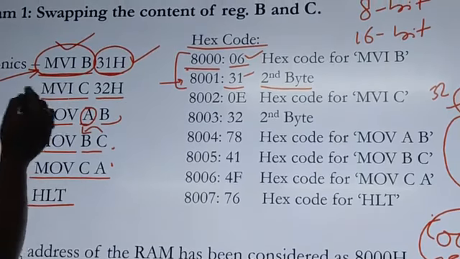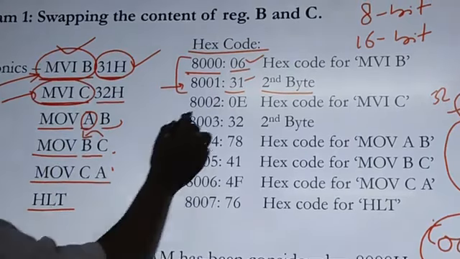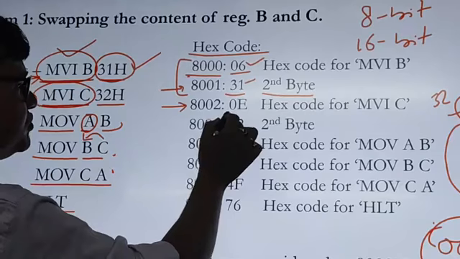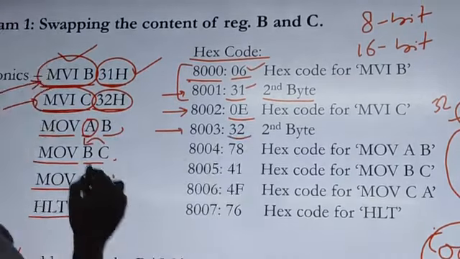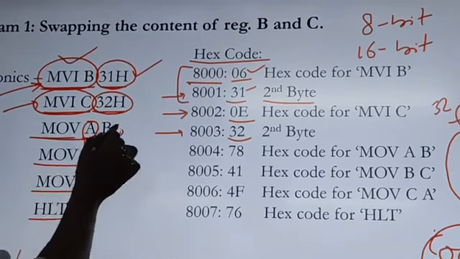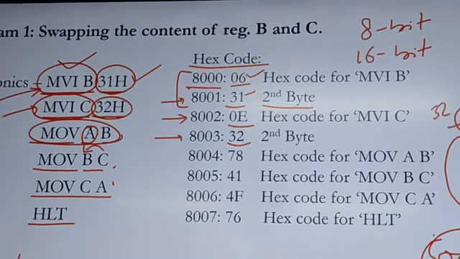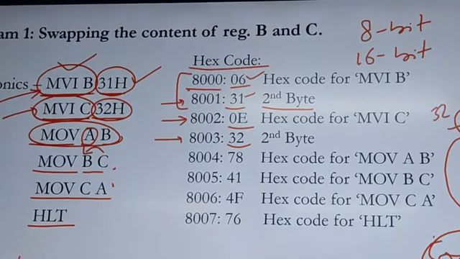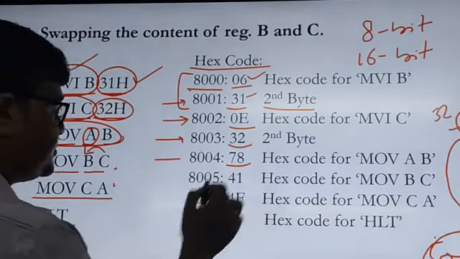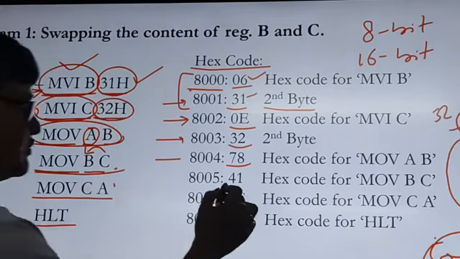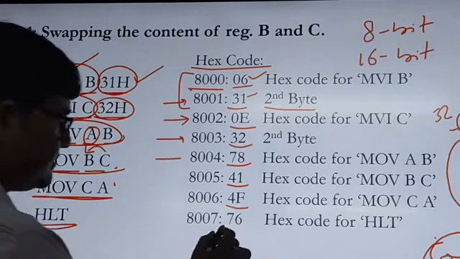Okay. Similarly, MVI C also. MVI C has a particular hex code, 0E. So in 8002, 0E has been loaded, and 32 is loaded in the next memory location. But in the instruction MOV A,B, there is no data and no address. That means one hexadecimal code has been assigned completely. That is 78, so in 8004, 78 has been stored. Similarly for MOV B,C, 41 has been stored. MOV C,A, 4F is stored, and for the last instruction, 77 has been stored.